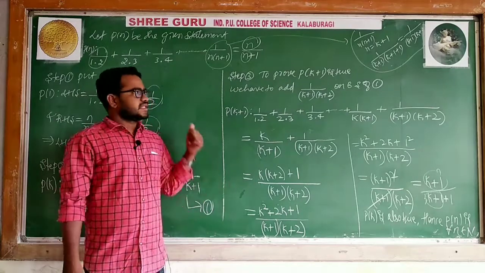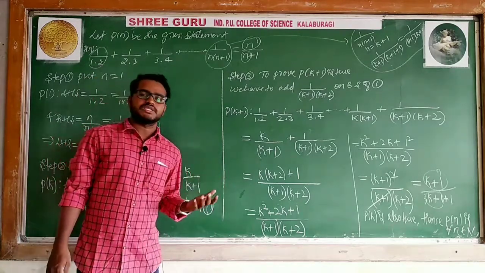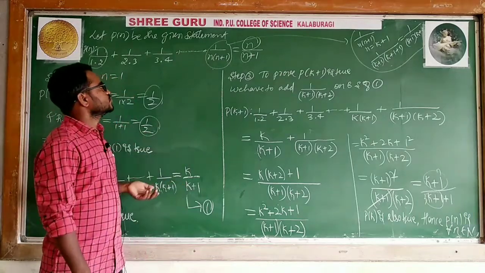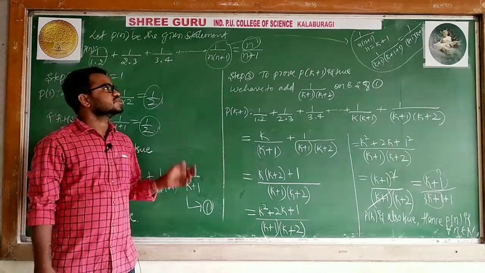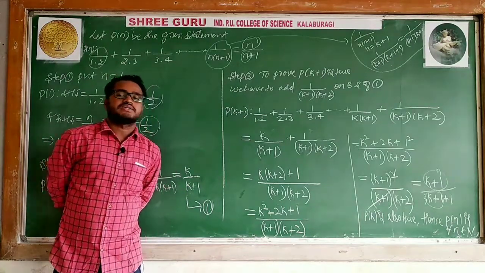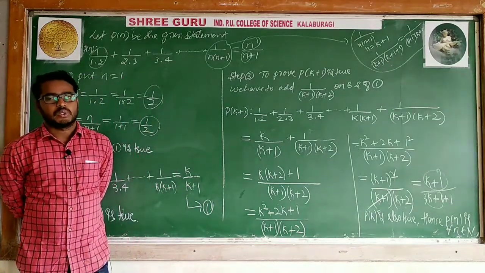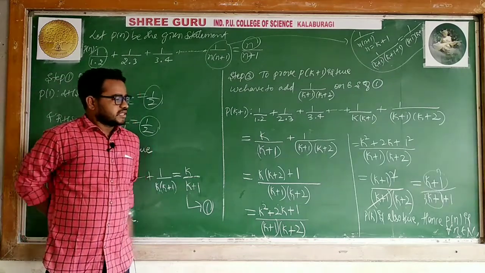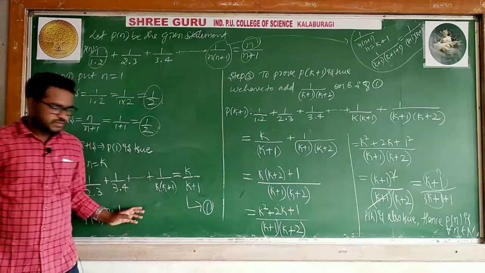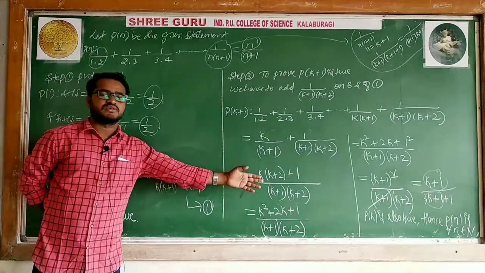Nothing more. The given problem is 1 divided by 1 into 2 plus 1 divided by 2 into 3 plus 1 divided by 3 into 4 plus and so on, n divided by n plus 1, is equal to n divided by n plus 1. Wherever you need, according to that, you have to substitute n is equal to 1, n is equal to k, n is equal to k plus 1. There you can substitute and simplify. LHS is equal to RHS. This will be equation 1, same as you have to simplify.